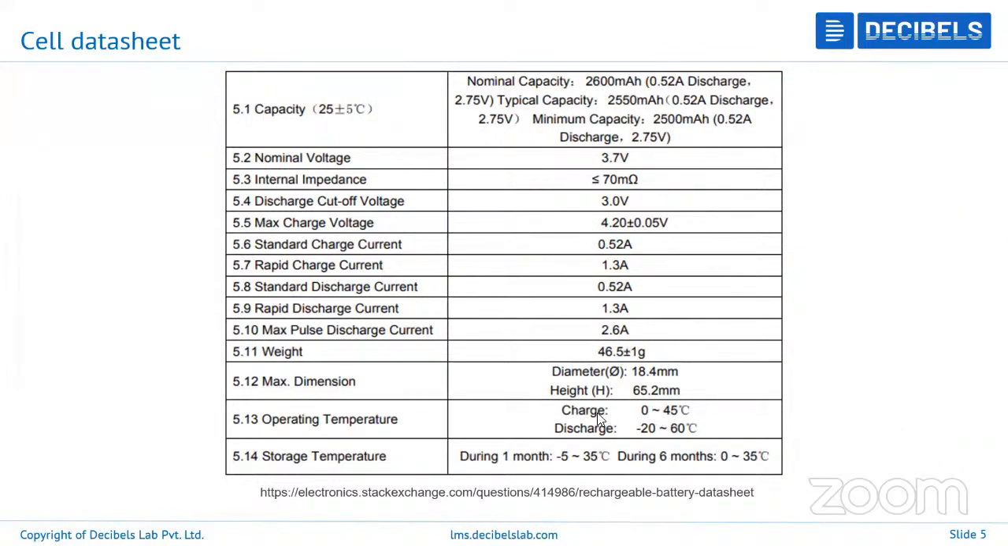Before we proceed, we can also see here the operating temperature limits. So 0 to 45 degrees during charge, and during discharge, it is minus 20 to 60 degrees Celsius. And this is common to almost all lithium ion cells.